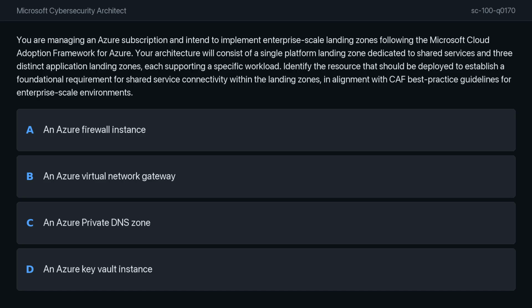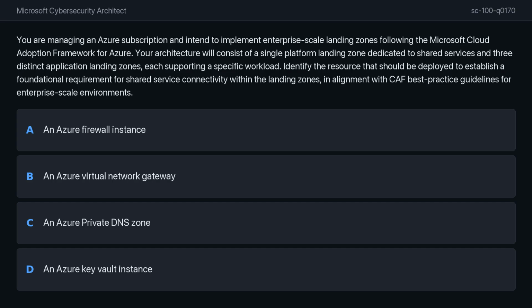You are managing an Azure subscription and intend to implement enterprise-scale landing zones following the Microsoft Cloud Adoption Framework for Azure. Your architecture consists of a single platform landing zone dedicated to shared services and 3 distinct application landing zones, each supporting a specific workload. Identify the resource that should be deployed to establish a foundational requirement for shared service connectivity within the landing zones, in alignment with CAF best practice guidelines for enterprise-scale environments.